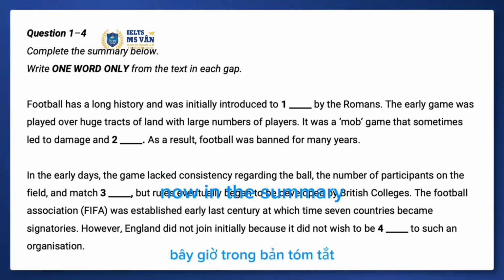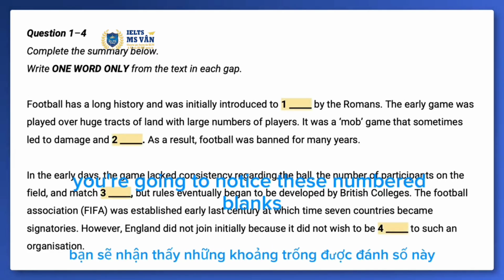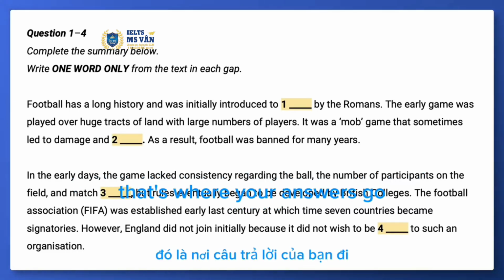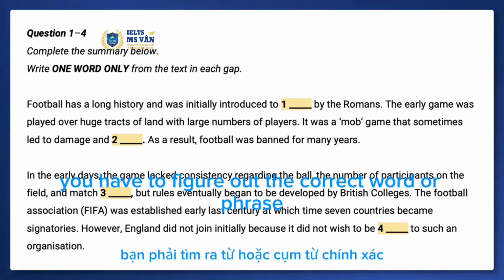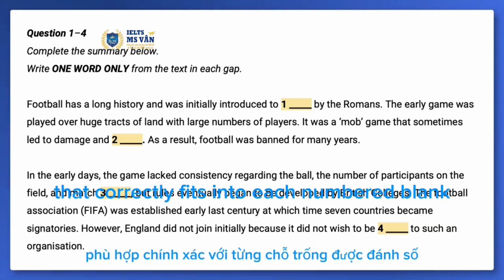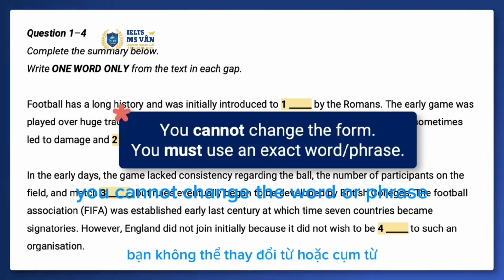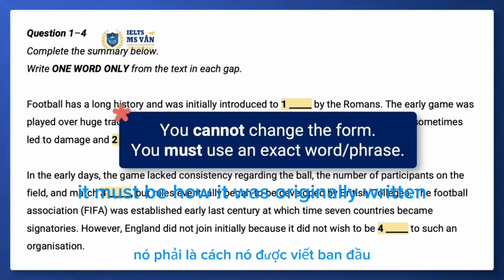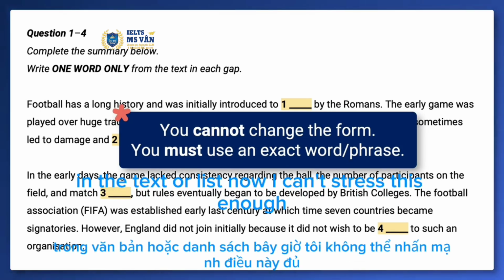Now in the summary, you're going to notice these numbered blanks. That's where your answers go. You have to figure out the correct word or phrase that correctly fits into each numbered blank. And most importantly, you cannot change the word or phrase. It must be how it was originally written in the text or list.